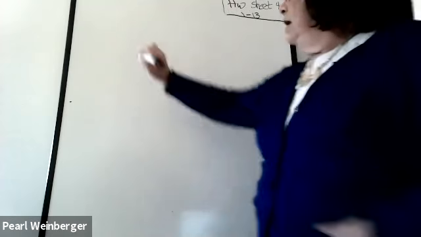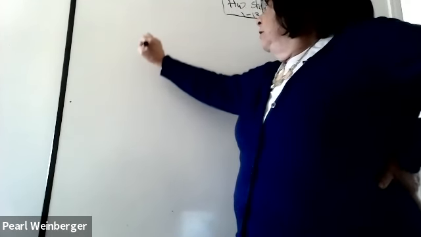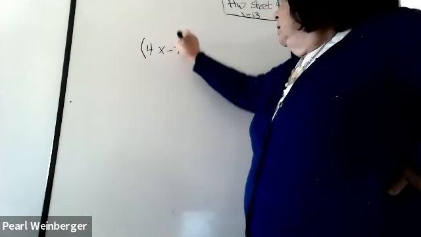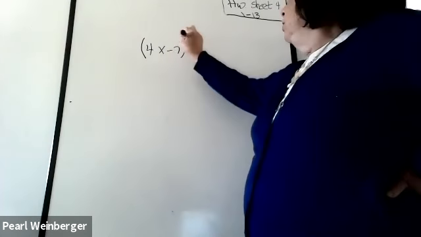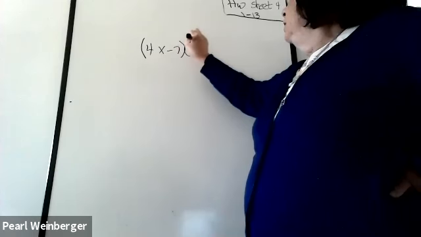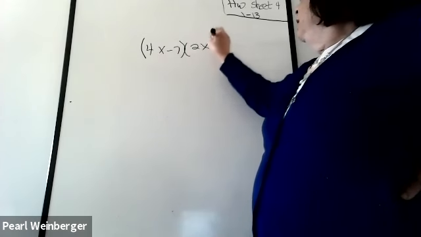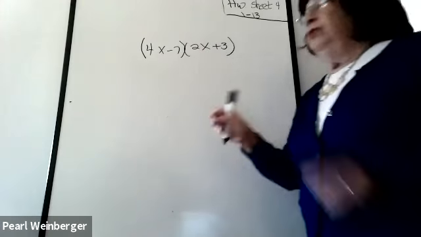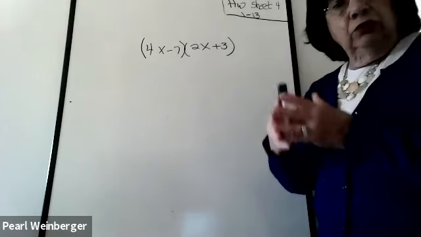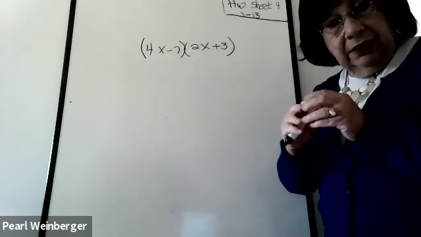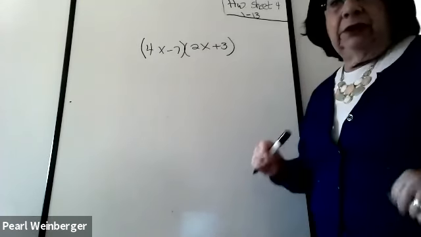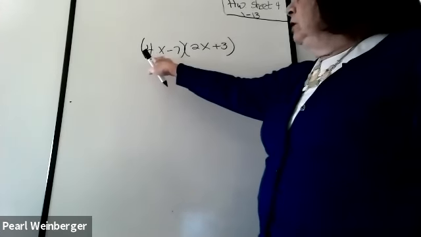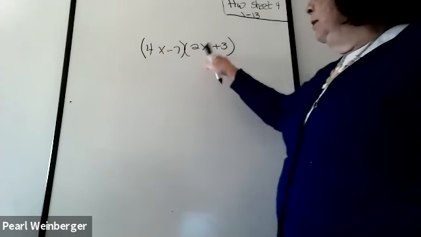Let's say I have 4x minus 7, that one polynomial, times 2x plus 3 as our other polynomial. Notice when we put our two parentheses right next to each other without any sign in between, it means that the operation is multiplication. We are actually multiplying a binomial by a binomial.